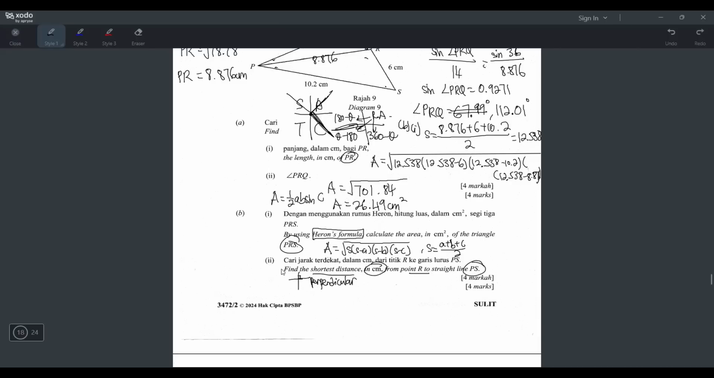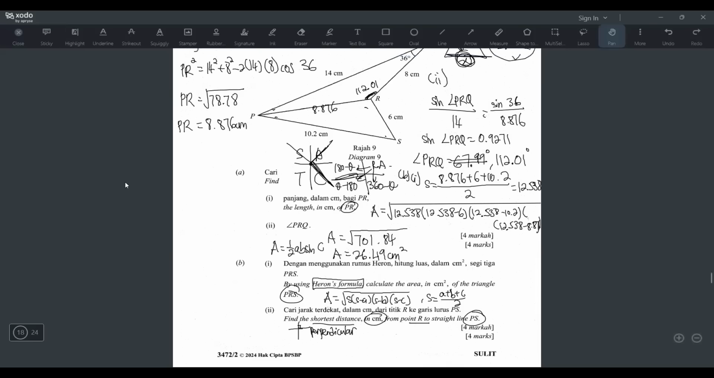Okay, and you will use area to do this question. You will use the area formula 1/2 times base times height. But only in solution of triangle, only when you see the words shortest distance in a solution of triangle question, then you do it this way. For this chapter only. So, let me explain. Find the shortest distance from R to PS. So, where is R?